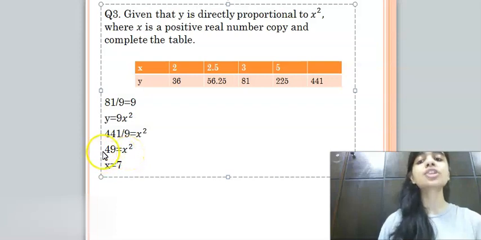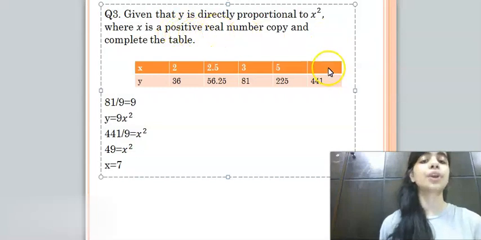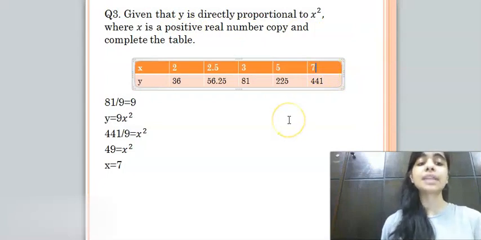Now what is under root 49? I will introduce under root, right? Because I need to get rid of this square. So under root 49 is positive and negative 7 both. But here I will only take the positive 7 value. Why? Because my question says that x is a positive real number. So I will only write positive 7 over here. And hence I completed my table.